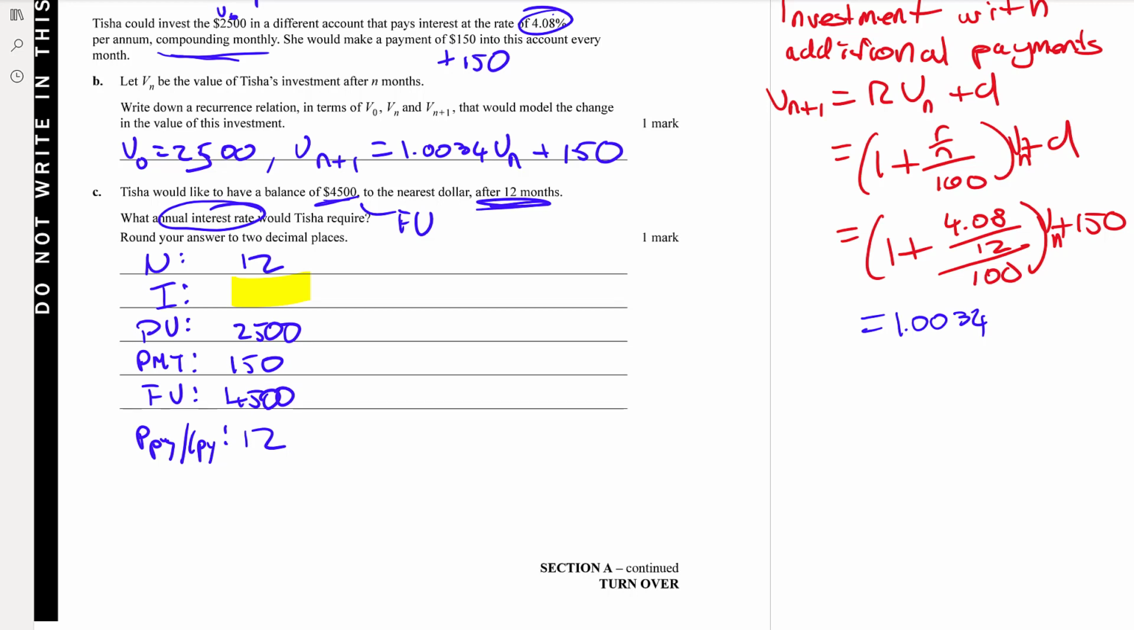Now, this is not all correct as it currently stands, because you've got to remember when you use a finance solver, you've got to think about where the money's going, whether you're putting the money in or whether basically the bank's giving you money. If you're putting money into it, then it's a negative. So this becomes negative because you're giving the bank 2,500, and the payments are going to be negative because you're giving the bank $150. The FV is positive because the bank will give that back to you after 12 months. And that's the way to look at it.